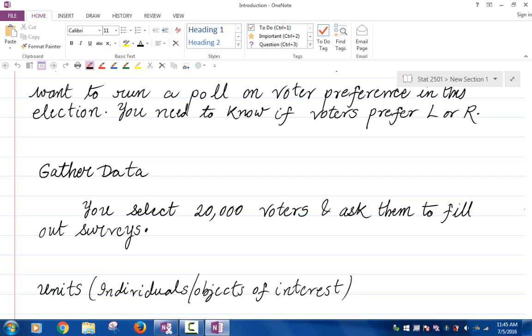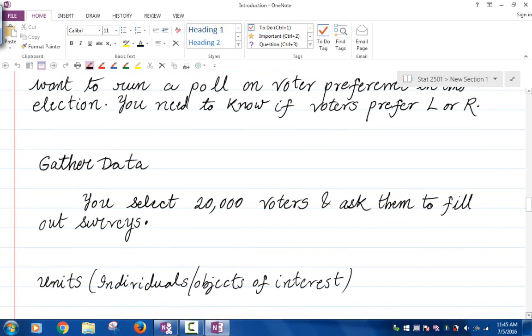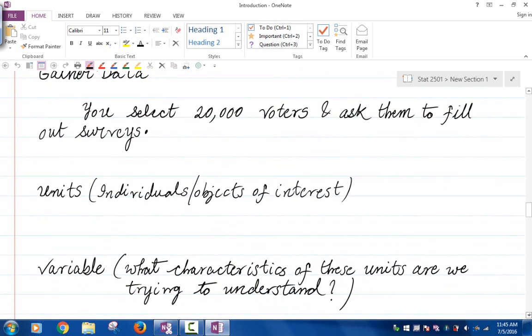So let's say you select 20,000 voters, and let's say you made an appropriate survey for them, which doesn't have any bias. And so in this study, what are the units? Well, the units are the individuals or the objects of interest. And what are the individuals who are of interest in this case? These are the voters during 1936. Okay, so those are my units.